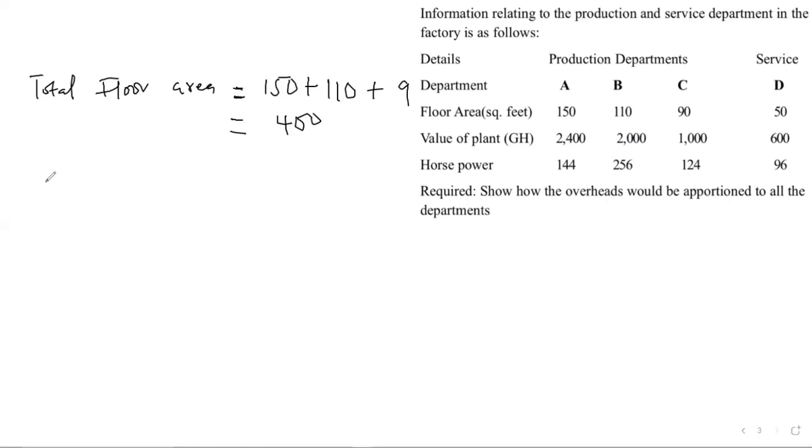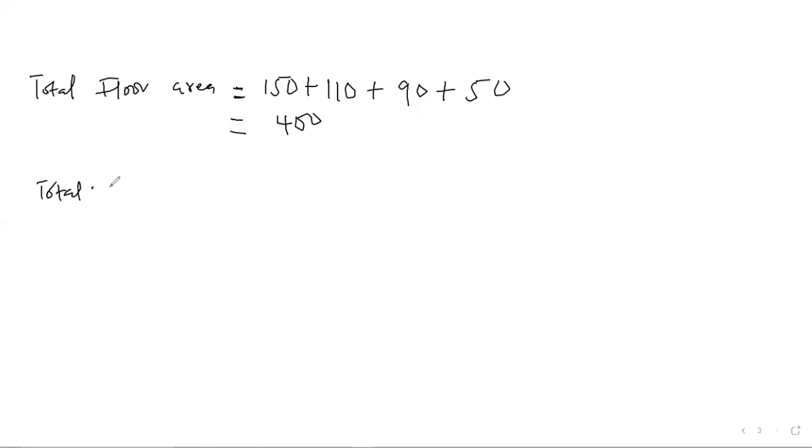Now we move to the total. So that is how we do the apportionment. You first need to find the total of the basis for apportionment. So the total value of the plant. The value of plant for A is 2,400 and B is 2,000. And C is 1,000. And D is what? 600.